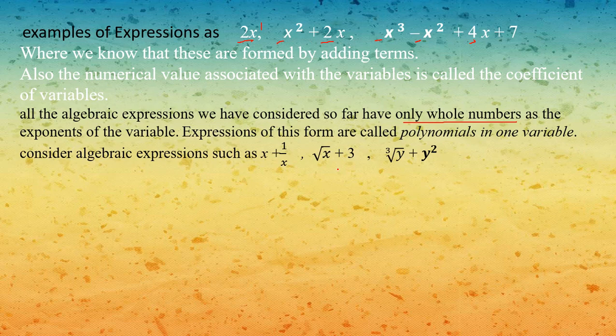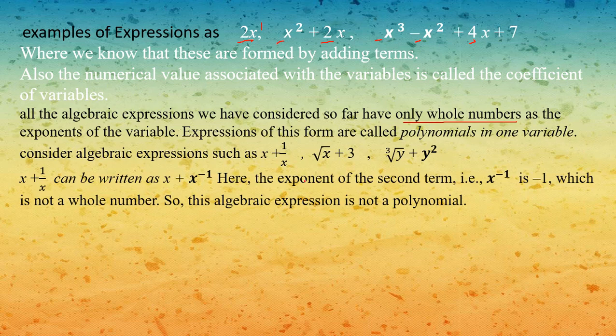Now let us consider these examples: x plus 1 upon x, square root of x plus 3, cube root of y plus y square. Let's consider them one by one. x plus 1 upon x can be written as x plus x raised to the power minus 1, as by the laws of exponents we can write 1 upon x as x raised to the power minus 1.